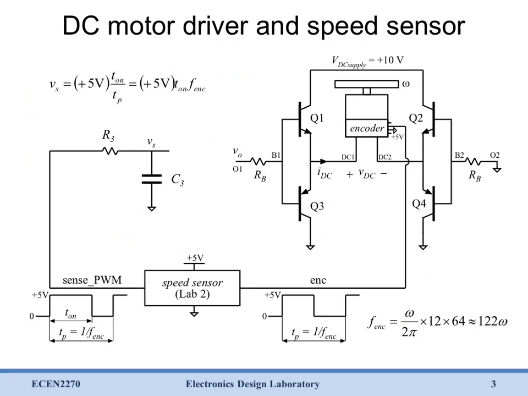Now if we just list what we've done so far, you can see we have our motor driver over here and our speed sensor circuit down here. And our motor driver takes VO as an input, which controls the current through our motor, generates some omega, or some speed on our motor, which our speed sensor then translates into this Vs voltage.